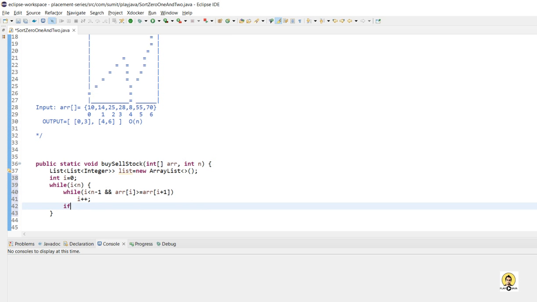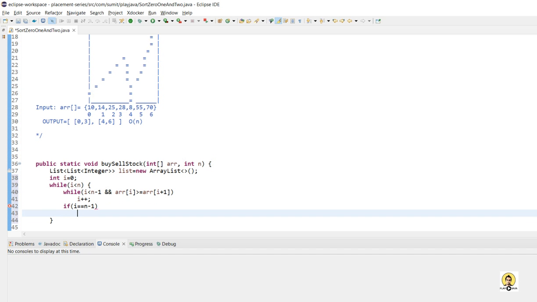So I need to check whether it has moved till the last or not. If it has moved till last, that is I equal to n minus 1, then no need to buy any share. We have already crossed the edge. So I'll simply provide this I value in the list. So I'll break it from here.